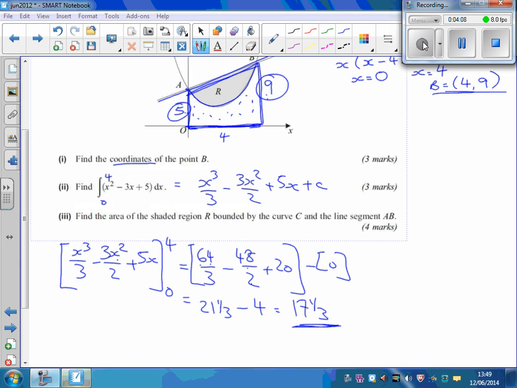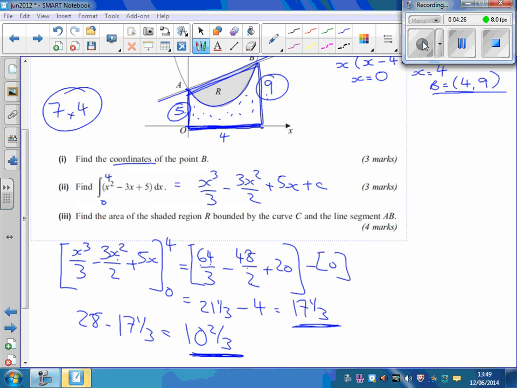Add these two together, that's 14, and halve it. Half of 14 is 7. Half the sum of the parallel lines times the distance between them. 7 times 4 is 28. So we've got to do 28, take away 17 and a third. Well, 28 take away 18 would be 10, wouldn't it? So we've got 10 and 2/3 as our final answer for the area there.